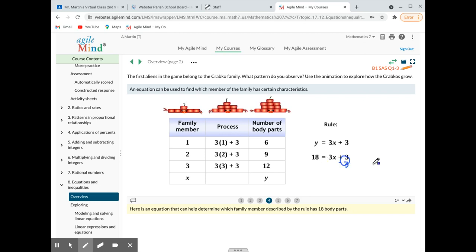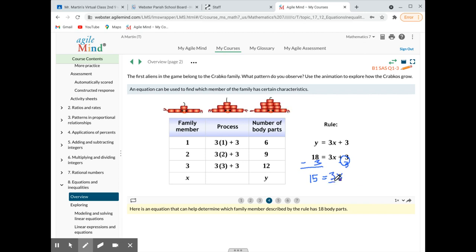And if we do something to one side of an equation, we have to do it to the other because it's like a scale. So when we do 18 minus 3, what do we get? 15. Correct. So now our equation is 15 equals 3 times x. So how do I undo 3 times x, or how do I get that x by itself?